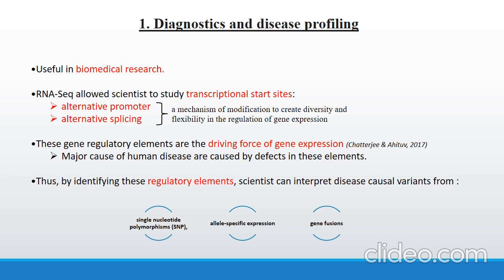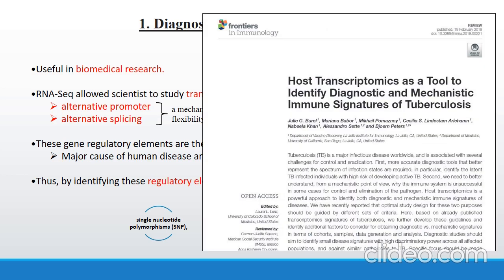And a major cause of human disease is actually defects in these elements. Thus, by identifying these regulatory elements, scientists can interpret disease causal variants from single nucleotide polymorphisms, allele-specific expression, and gene fusions. And as you can see here, scientists have used these transcriptomic tools to identify the disease tuberculosis.